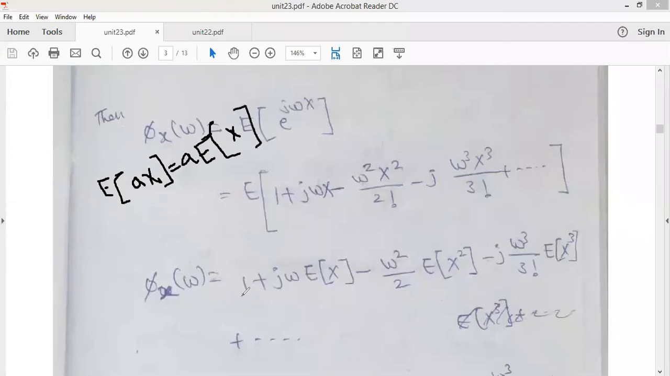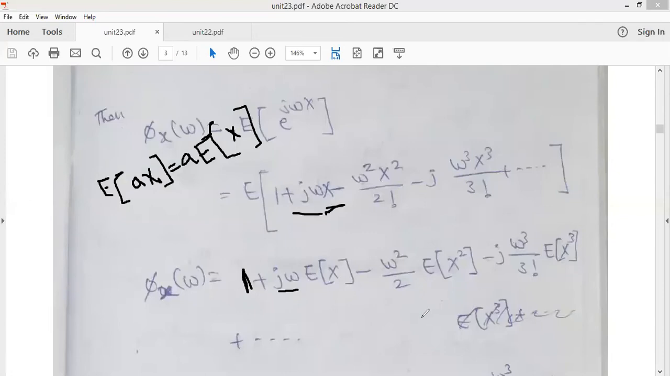We know that the expectation of a constant is equal to the same constant: expectation of 1 is 1, expectation of 2 is 2, expectation of 3 is 3, like that. So here the first term is the expectation of 1, which is 1 only. In the next term, j omega is a constant, so we write j omega outside, and the expectation is applied only to x. Then minus omega square by 2 factorial, with the expectation applied to x square. Then minus j omega cube by 3 factorial is constant, and the expectation is applied to x cube.